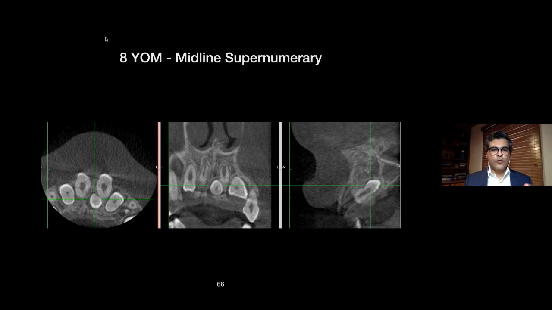And then the other thing is that the tooth is right smack in the middle of the incisive canal. And we know that the incisive canal contains neurovascular bundles, and it's important to make sure that the integrity is maintained when this tooth is extracted. So this is very helpful for the surgeon to have all this information before going in and extracting the supernumerary tooth.